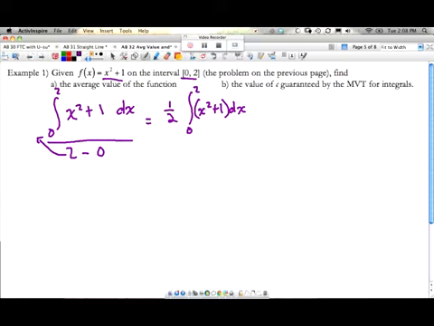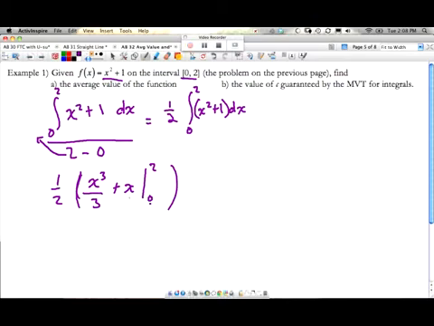Okay, so let's calculate this value. It's a simple power rule. We've got x squared becomes x cubed over 3, and then the plus 1 is plus x. We're going to evaluate that from 0 to 2. But then we're going to take that whole thing and divide it by 2, or multiply it by 1/2. So let's see, we plug in the 2.